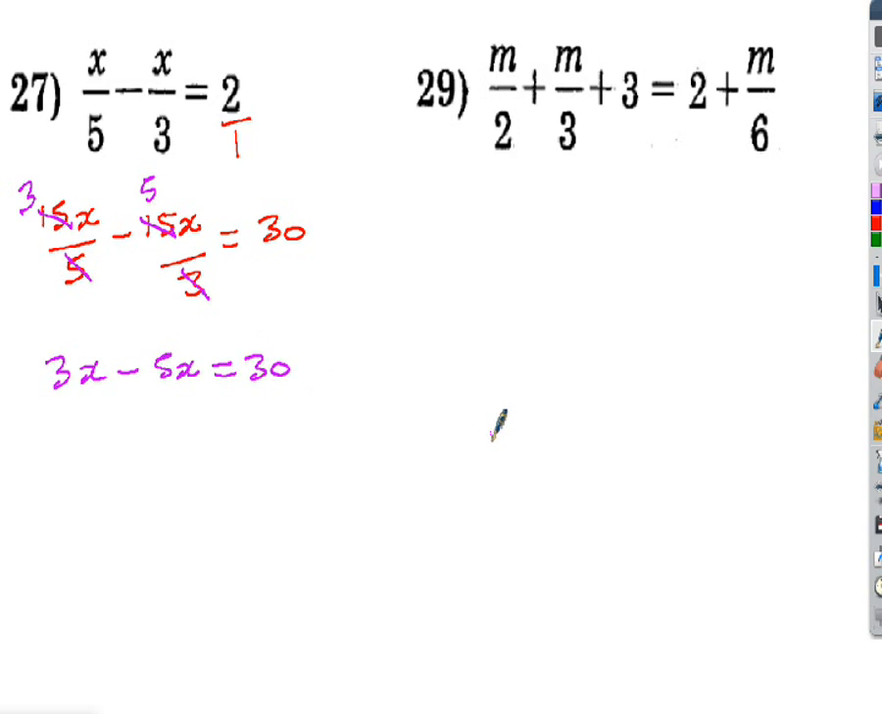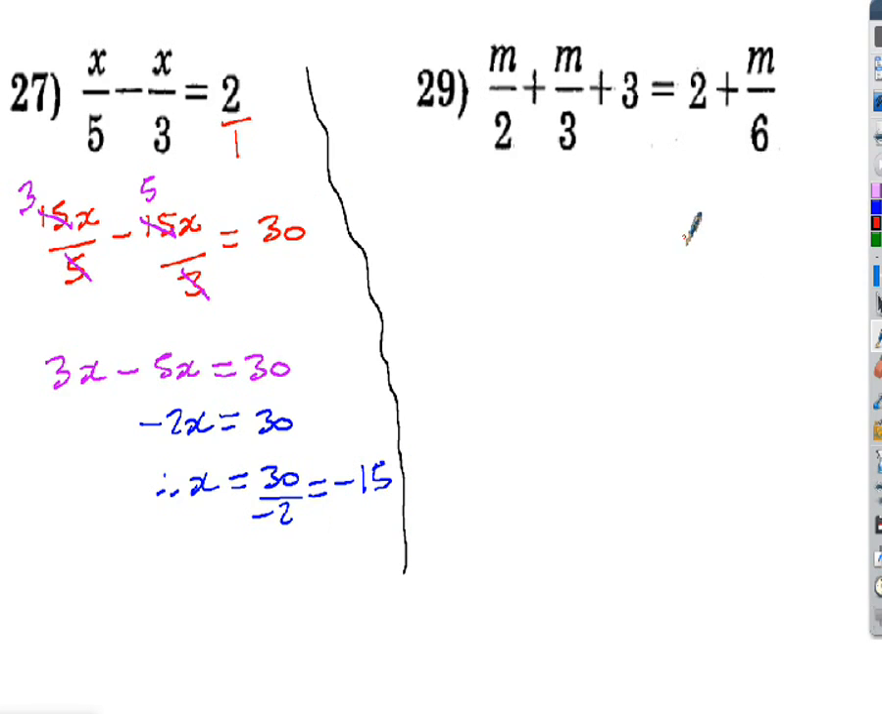So my fractions now have disappeared. Bringing my like terms together, 3x minus 5x is negative 2x, and that's equal to 30. So therefore x is equal to 30 divided by negative 2, which is equal to negative 15.